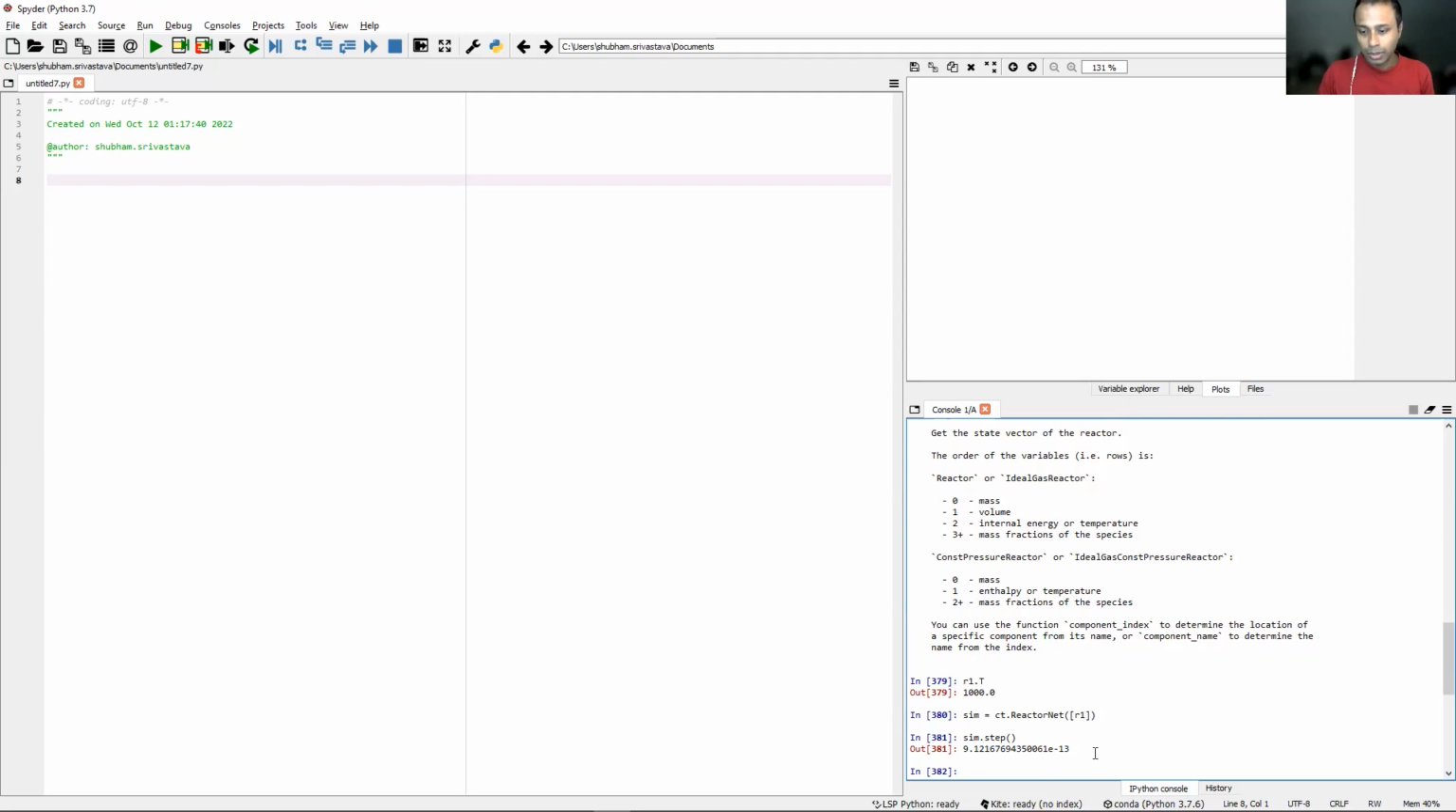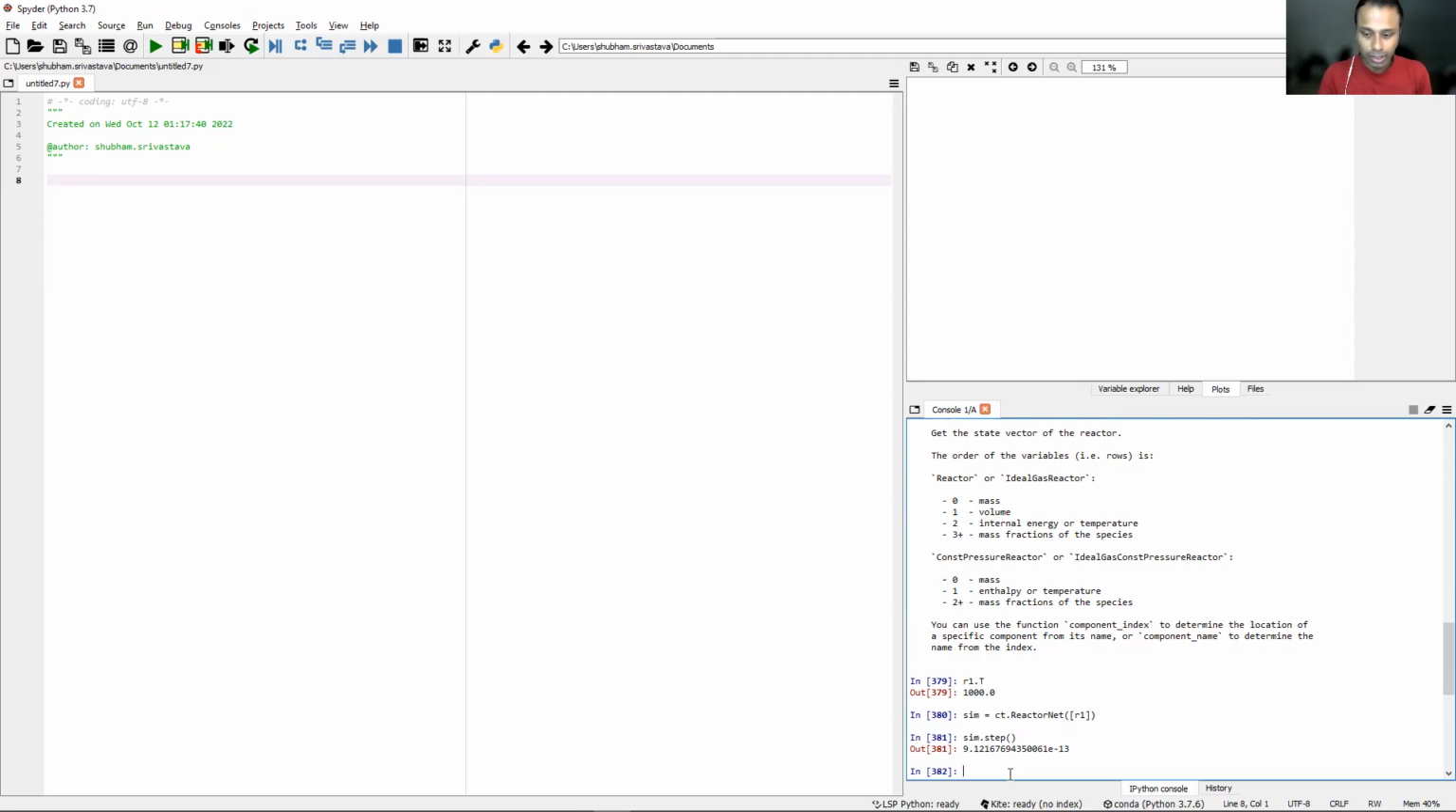So we can say sim dot step. Now it has spelled out a number. When you say the name of the network, which is sim, dot step, the whole reactor steps in time, and it takes the smallest step so that it can calculate the next state of the reactor. It has taken a time step of 9.12 times 10 to the power minus 13 seconds.